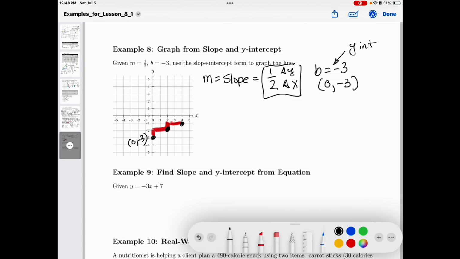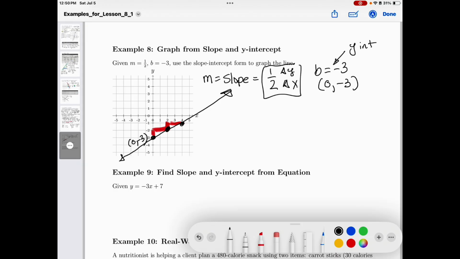There's my next point. So I can just keep doing that, it's like making stairs, where the top value is your vertical change and the bottom value is your horizontal change. So now we can graph the line by drawing the line through those points.